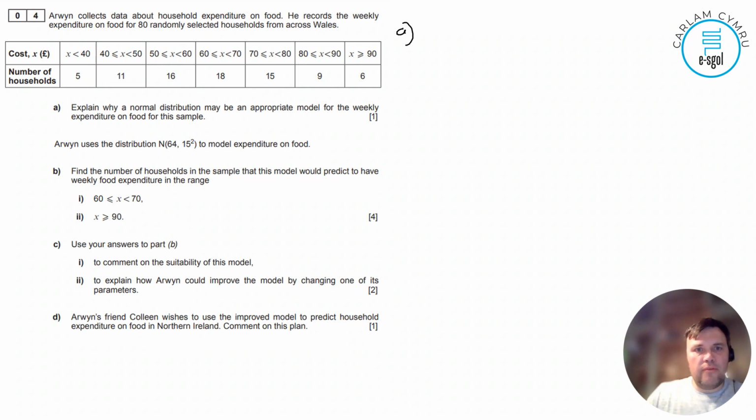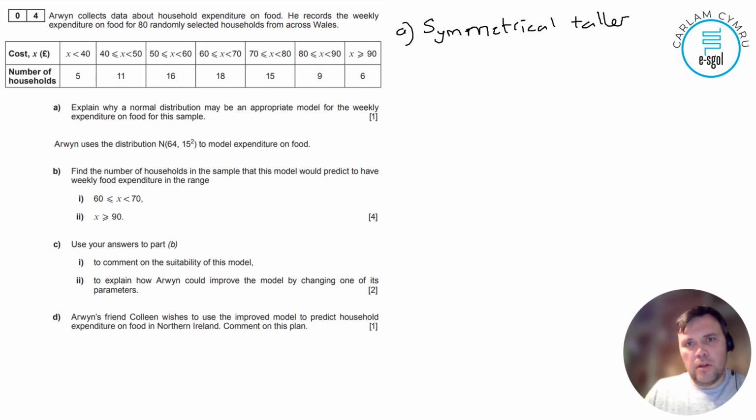So again, if you have a look at that, you're thinking of that bell-shaped curve. So you've got the central value here, which is the biggest, and then it's decreasing either side of it. So I would say something along the lines of symmetrical, taller in the middle, getting smaller as it moves out to the ends.